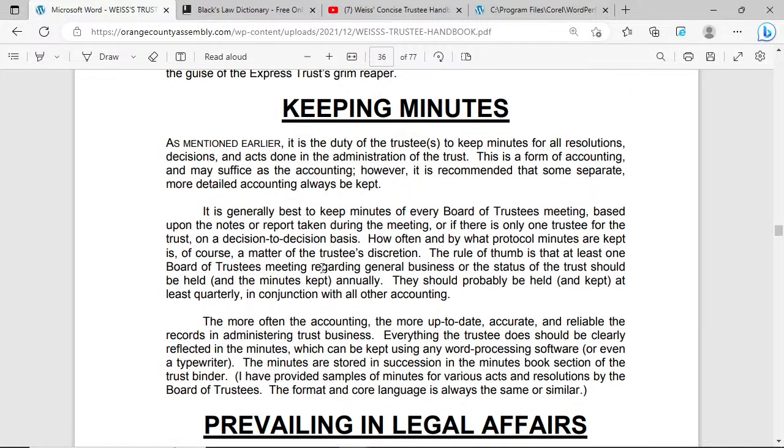So, that being said, keeping minutes. As mentioned earlier, it is the duty of the trustee to keep minutes for all resolutions, decisions, and acts done in the administration of the trust. This is a form of accounting and may suffice as the accounting. However, it is recommended that some separate, more detailed accounting always be kept. If you don't know how to do accounting on your own, hire an accountant. That is my suggestion to you, because it's just about handling your affairs.